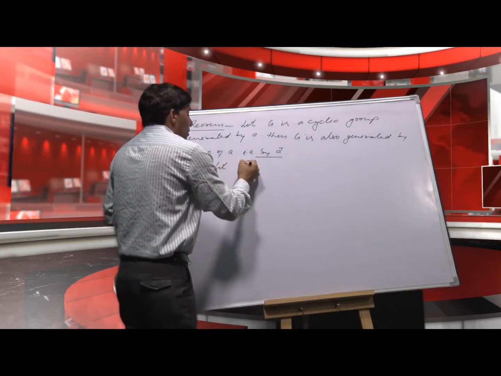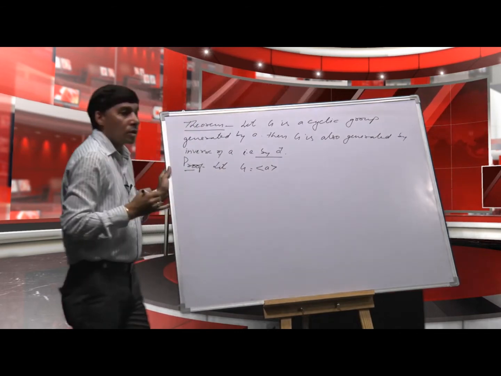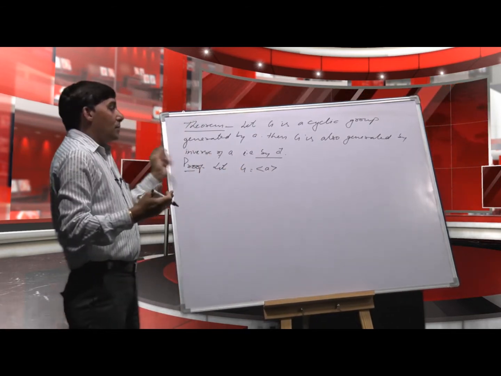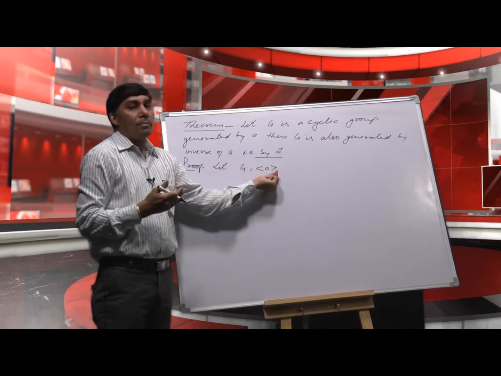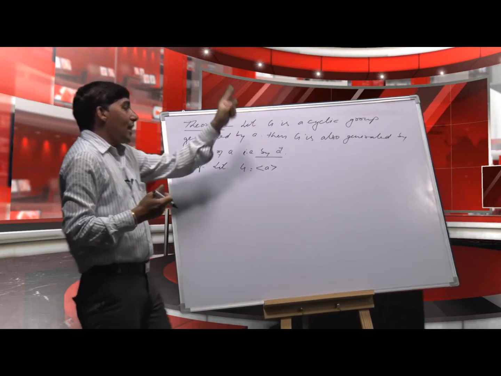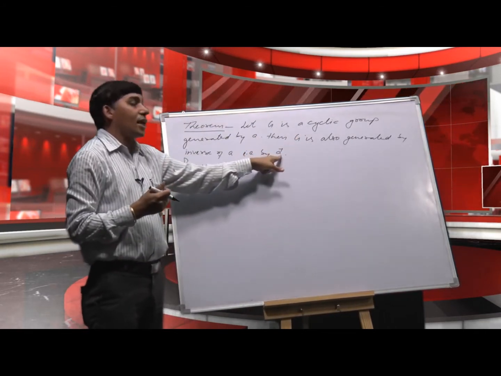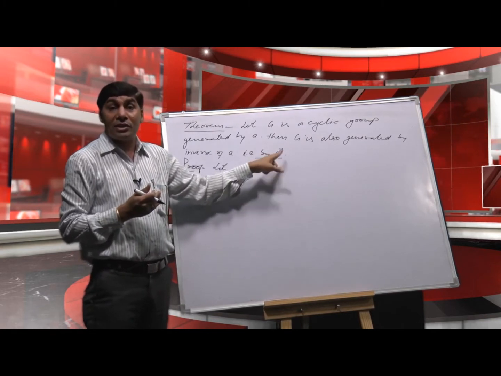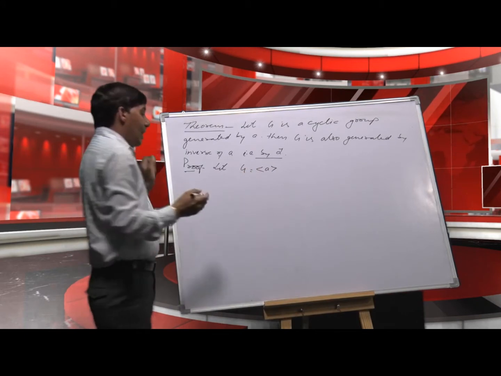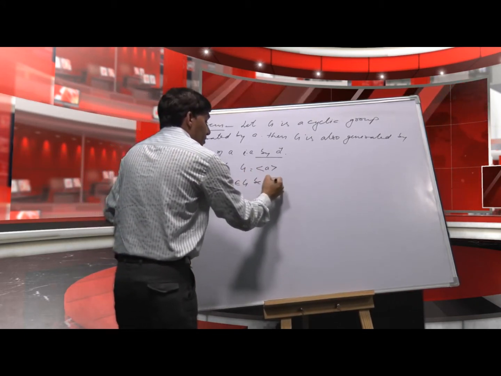Let G be a cyclic group generated by a. That means every element of G can be written in the form of an integral power of a. Our target is to prove that every element of G can also be written as an integral power of a inverse. That means a inverse also becomes a generator of G.